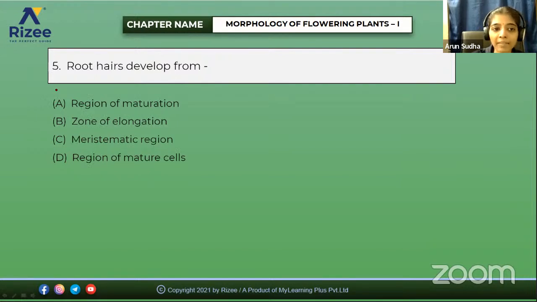Root hairs develop from which region: region of maturation, zone of elongation, meristematic region, or region of mature cells? The region with the most root hairs is the region of maturation. Yes, option E. Region of maturation is the correct option. Good.